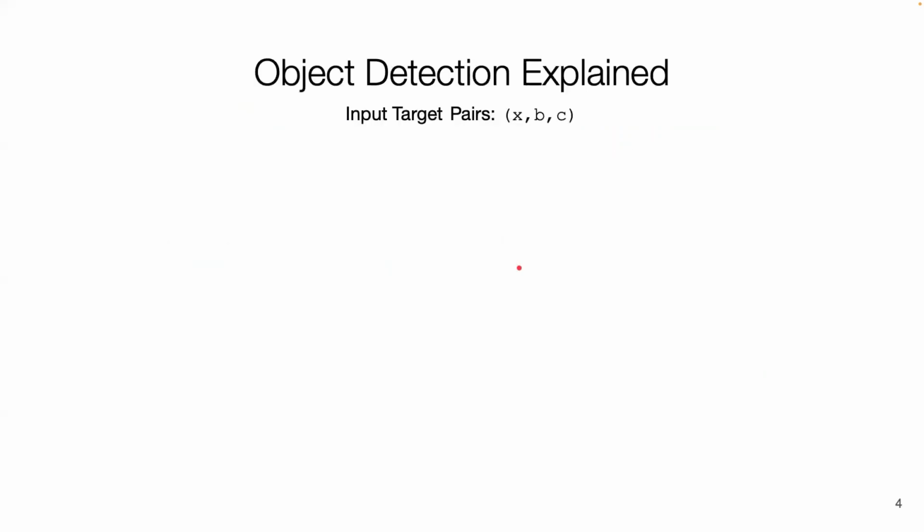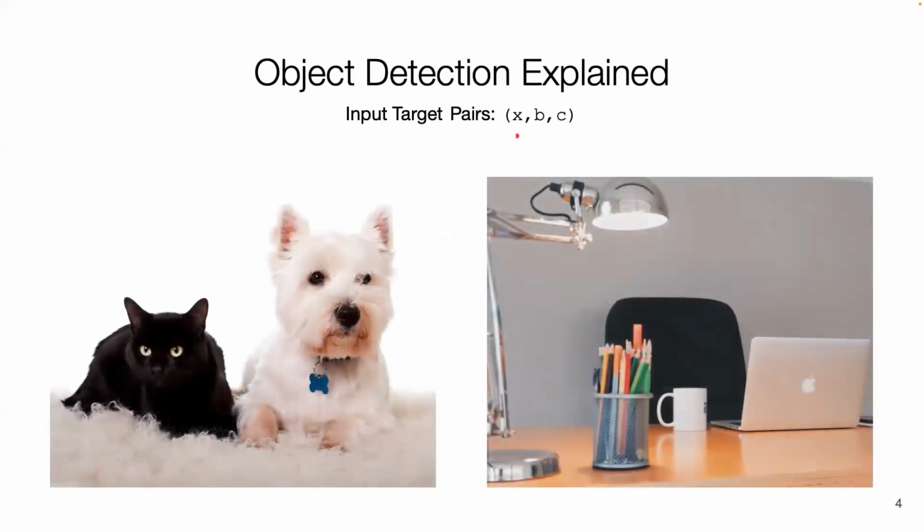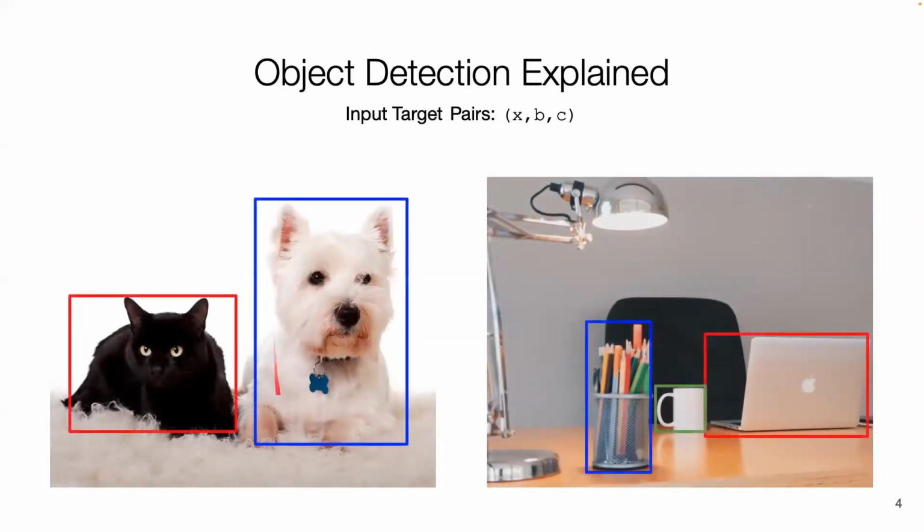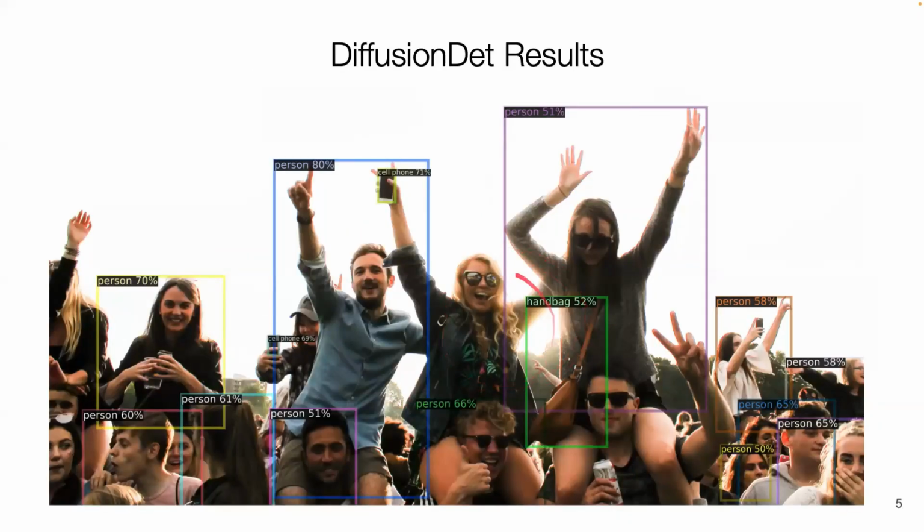So a little bit of object detection first. As we all know, object detection targets input target pairs with images x, their corresponding sets of bounding boxes, as well as their classification labels represented by c here. The bounding boxes specifically are defined by their center coordinates represented by an x, y pair, as well as their width and height.